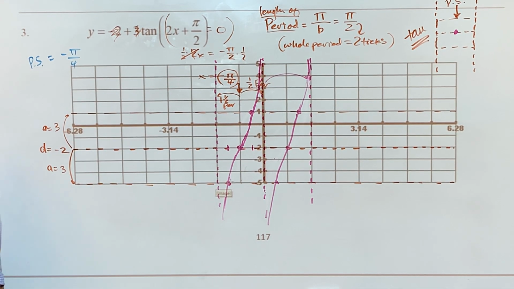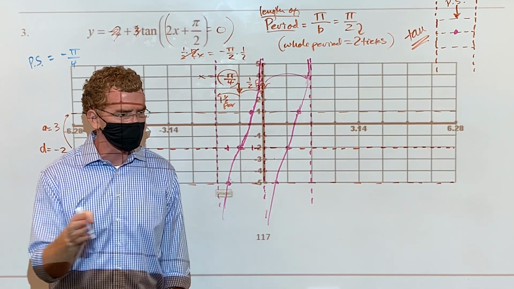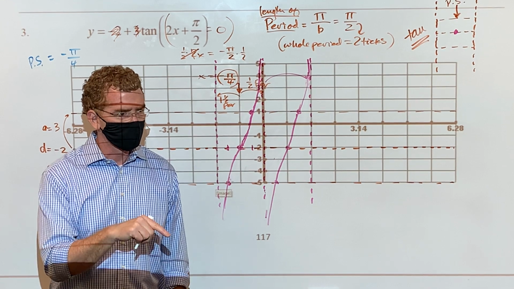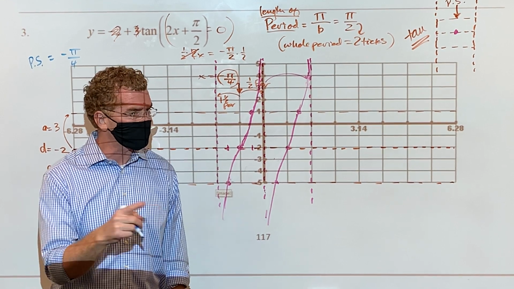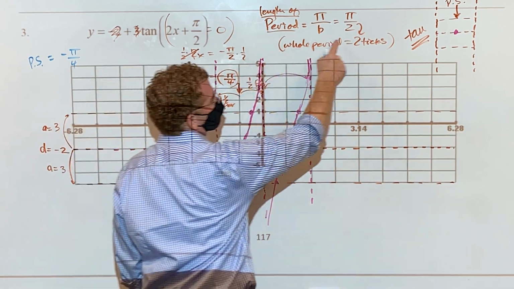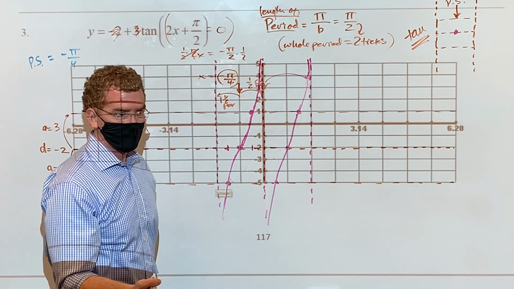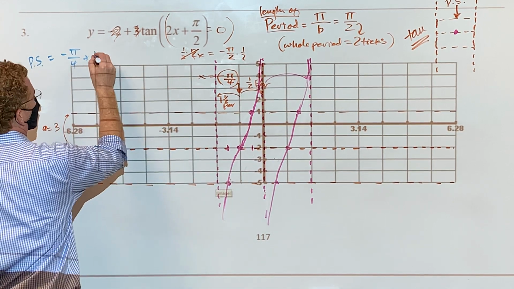So what would you have to do? Think about it, and you just did it. What would you have to do to find one of those VAs? Find a half a period and add it or subtract it. So you go and find your period, which is pi over 2, half it, which would be pi over 4, right? And then just add a pi over 4 to it.